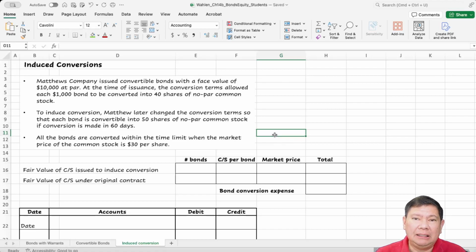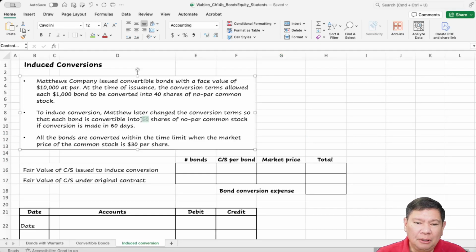So what they need to do is they need to recognize an expense for the difference between the original and the new induced conversion. So for example, the original was 40 shares of no-par common stock can be issued for the bondholders for each $1,000 bond. And then to induce the bondholders, they change it to 50 shares of no-par common stock of the company.